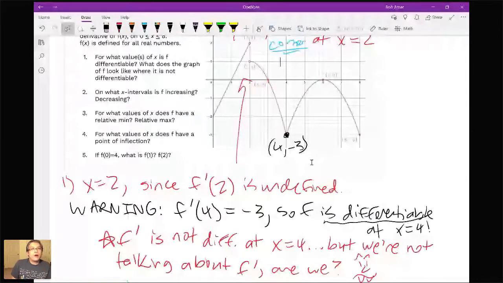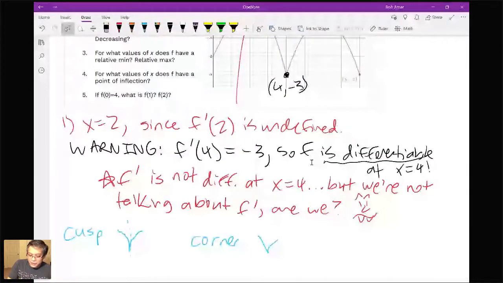On what x intervals is f increasing, and on what intervals is it decreasing? Okay. Yeah, f prime of 4 has a, I guess it's a cusp. It looks like you could argue it's a corner.